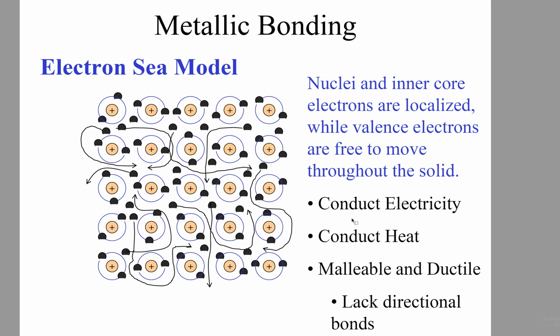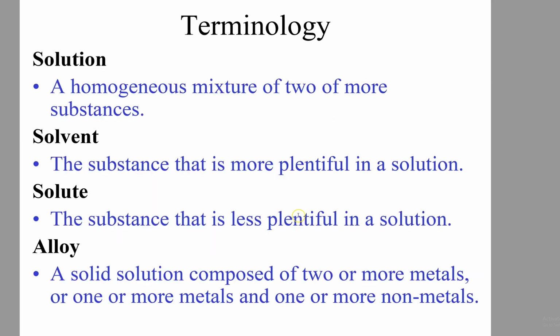And so because of this, they're able to move around, and they have very interesting properties. The first one is that they're able to conduct electricity. The second one is they're able to conduct heat. The third one, they are malleable and ductile. And more importantly, they lack what they call directional bonding, which means that there really isn't a set way of putting these bonds in place. And so if we're talking about metallic bonding, we're really not talking about sharing electrons. We're really talking about allowing electrons to move through. And that's the reason why you're getting some of these properties.